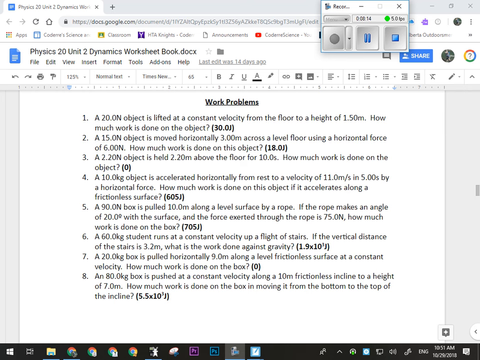So in this case, we calculate the work done by taking the 20 Newtons of gravity and multiplying it by the height. Force times distance, or m times g times h. It's just that 20 Newtons is m times g. They already did that for us.